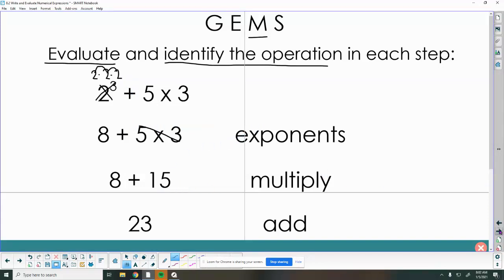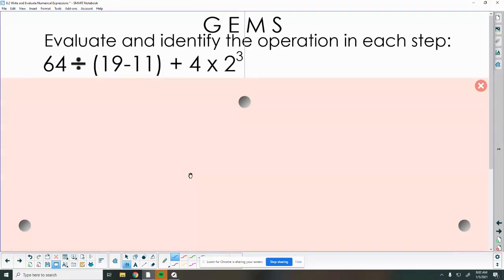So let's go ahead and have you write this one down with me. 64 divided by parentheses, 19 minus 11, close parentheses, plus 4 times 2 cubed. Let's go ahead and get that written down. And then look and see, what do you think we need to do first here? So our G stands for groups. We are looking for anything in parentheses or brackets here.